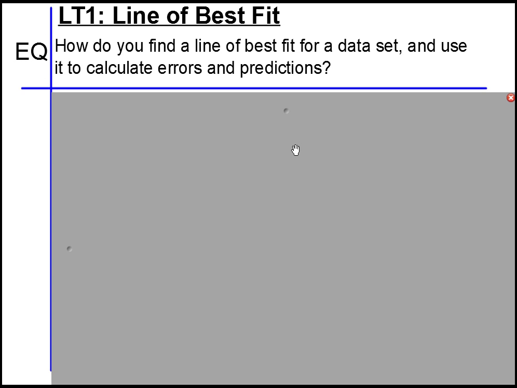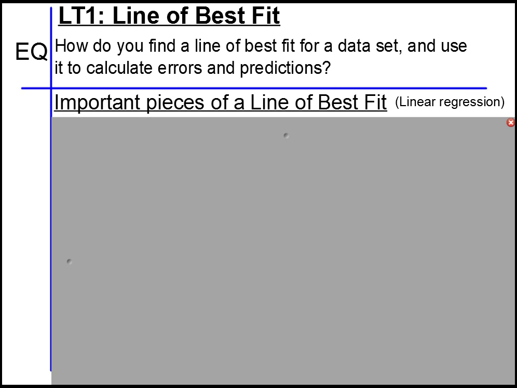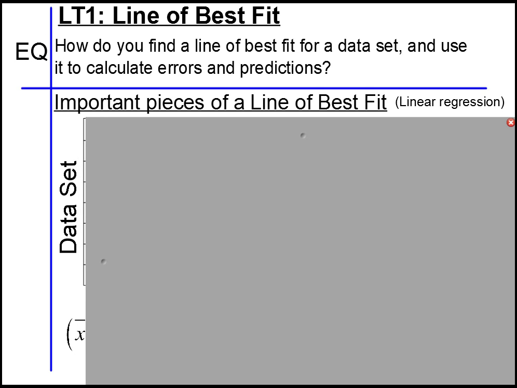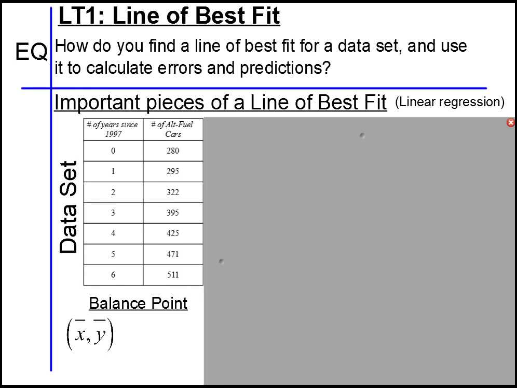First off, a line of best fit. It's also called a linear regression. And there are a lot of important pieces to a line of best fit. What is this line best fitting? It's best fitting a data set. And a data set is usually given in the form of a table. Here's a table of the number of years since 1997 and the number of alternate fuel cars that were in a state during those times. We have our X's and we have our Y's, our inputs and outputs.